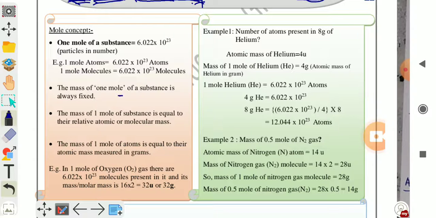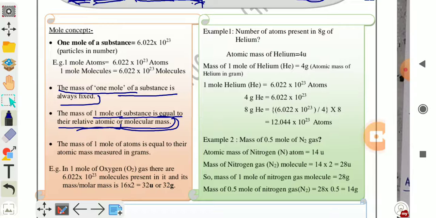The mass of 1 mole of a substance is always fixed, and it is equal to the relative atomic mass in case of elements, or molecular mass in case of compounds. The mass of 1 mole of atoms is equal to the atomic mass measured in gram. When atomic mass is measured in gram, it is called gram atomic mass or gram molecular mass.